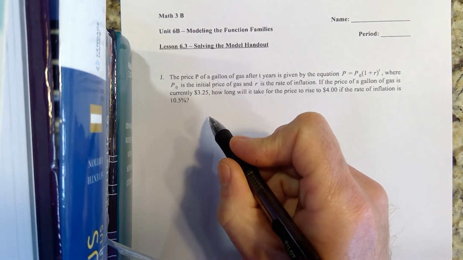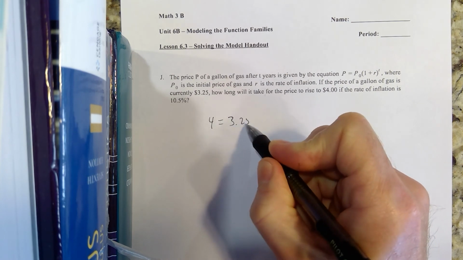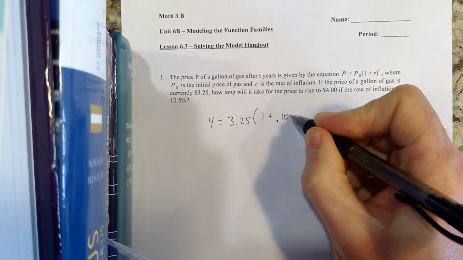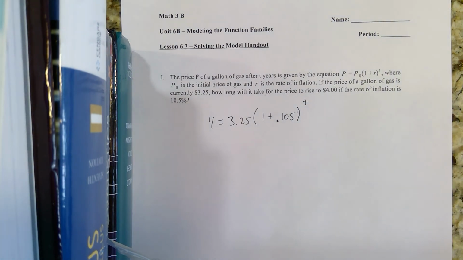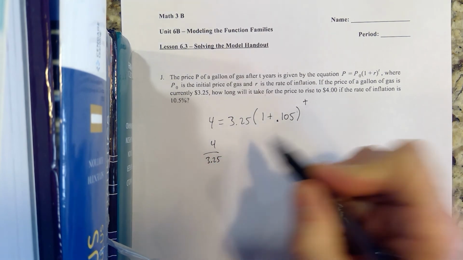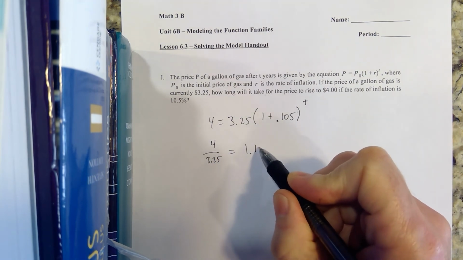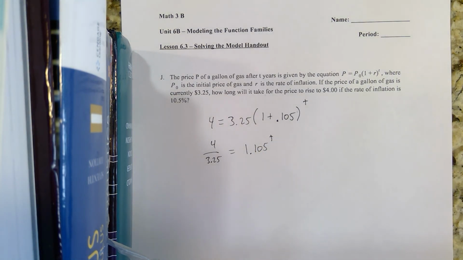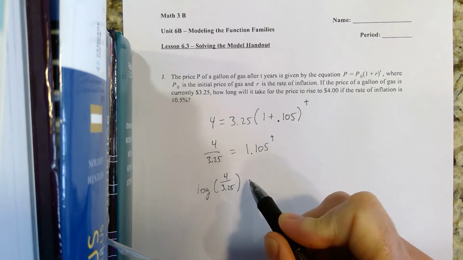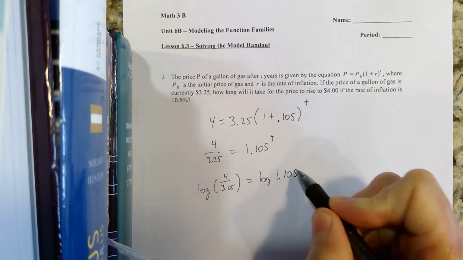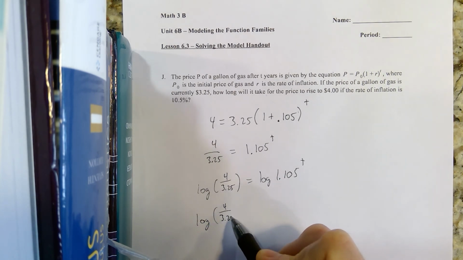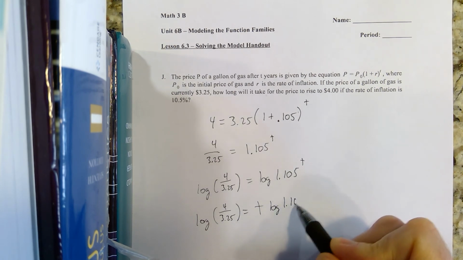So $4, initial amount. Remember, 10.5% is 0.105. And solve. Okay, take the log or natural log of both sides of your equation. You can bring that exponent down now, make it a coefficient. And divide.